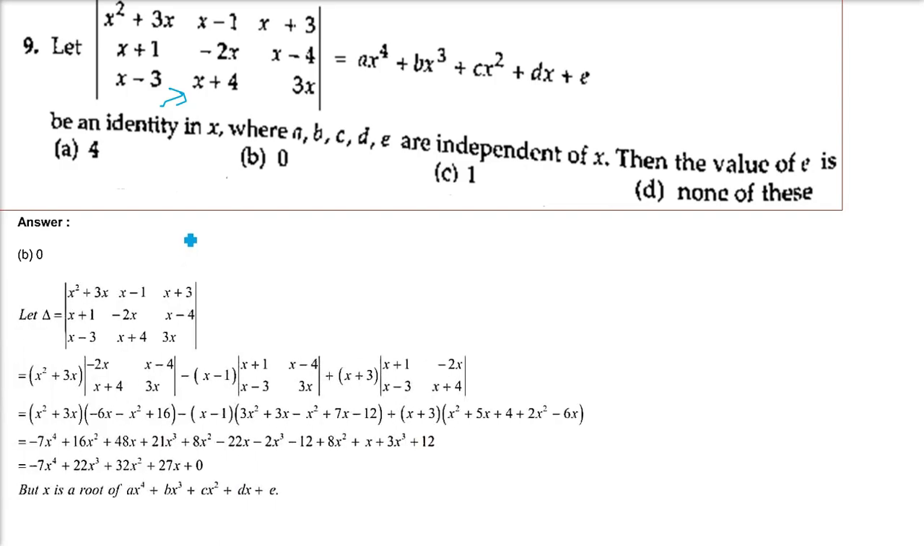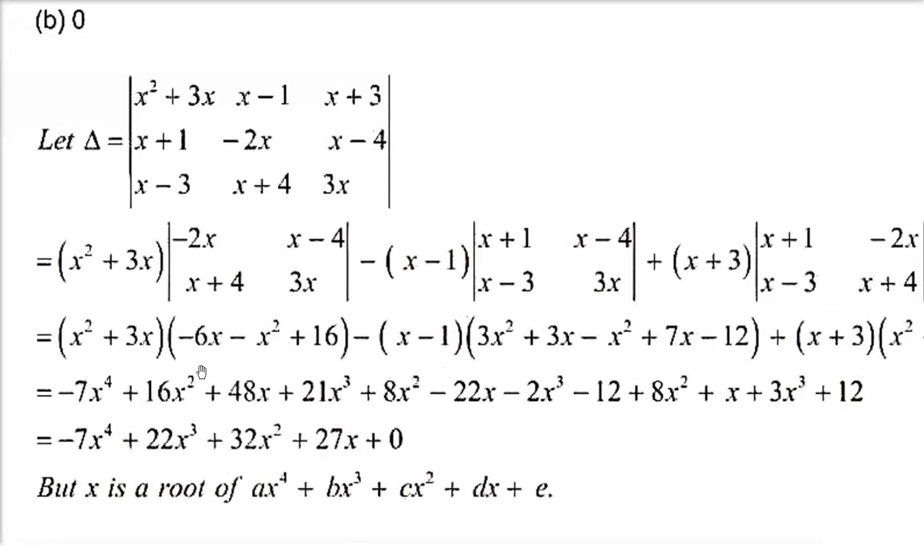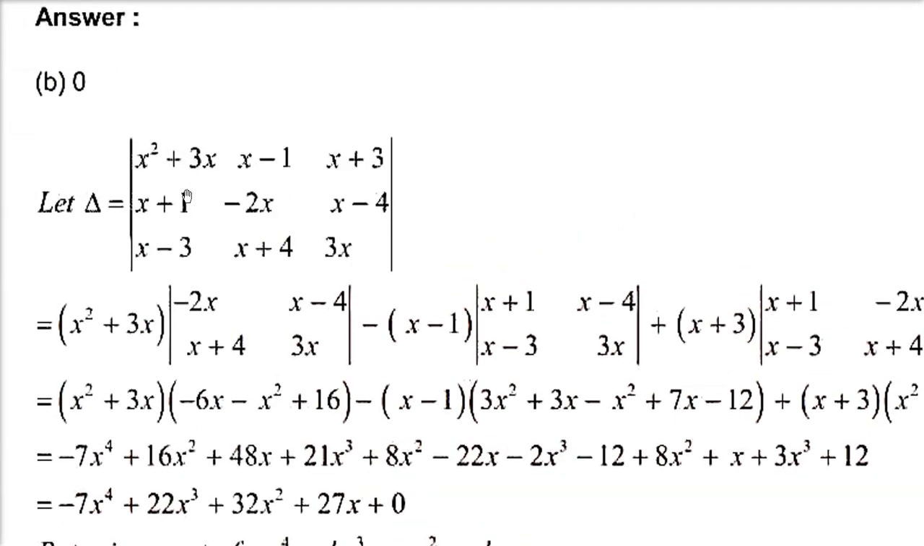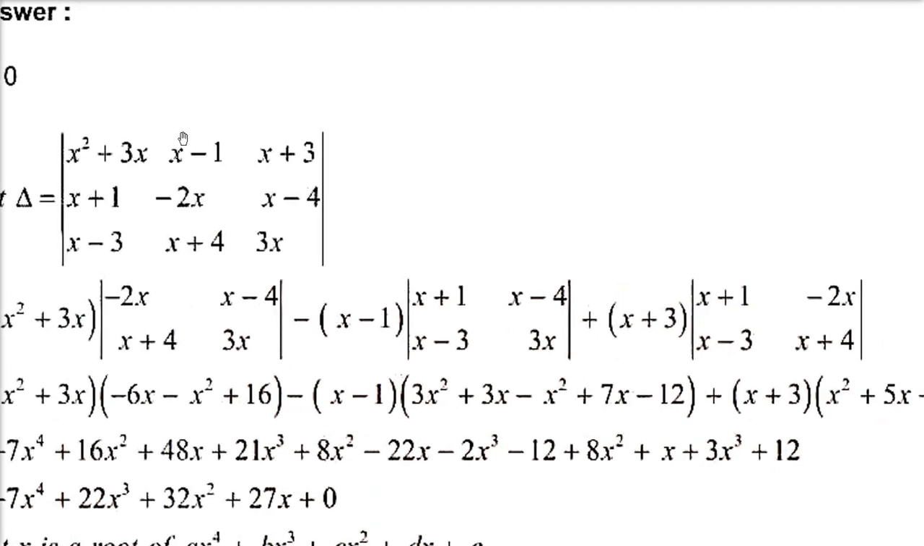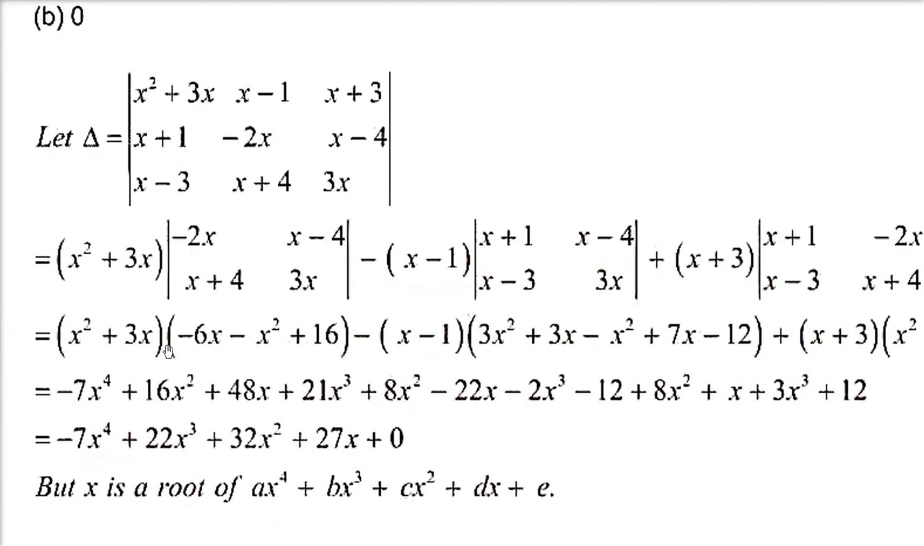Since we are not applying any properties, I'll show you here only. I hope you'll be able to do it, because we have done this a number of times. We are opening it using the first row. The first row is x square plus 3x, x minus 1, and x plus 3, and they will be multiplied by their respective minors. So the final thing is that you will get this expression. This is the final expression.